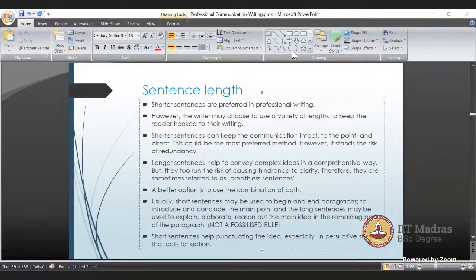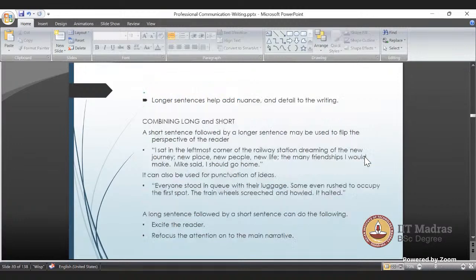All right. So that's about this, and then we'll move ahead. Longer sentences, on the other hand, help you add nuance and detail to writing. No prize for guessing, that's the purpose of the longer sentence. Now, when you combine long and short, what can you do? You can have an order. Either you can begin with a short sentence and follow it up with a long sentence, or you can begin with a long sentence and follow it up with a short sentence. These things are available, and you can do that. But the stylistic meaning that it delivers is different. And we'll see what the stylistic difference in meaning is.